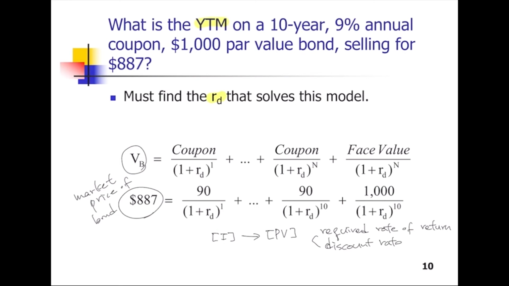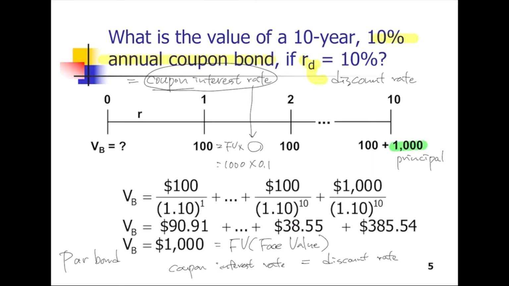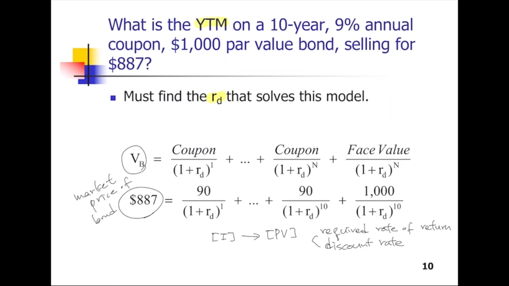In this example, we know the RD, the discount rate, or required rate of return, and then calculate the present value of these bonds. But in this case, there is no RD, so we should solve for it. We already know the PV, the present value of this bond, because it is already traded in the market. So we know the PV and are solving for I, right?